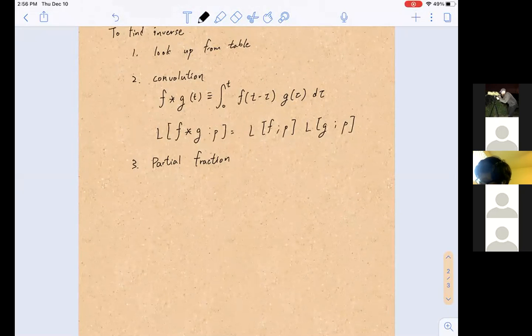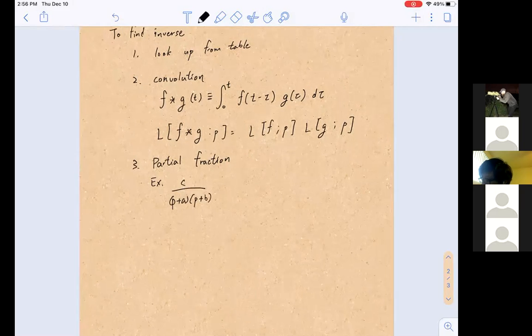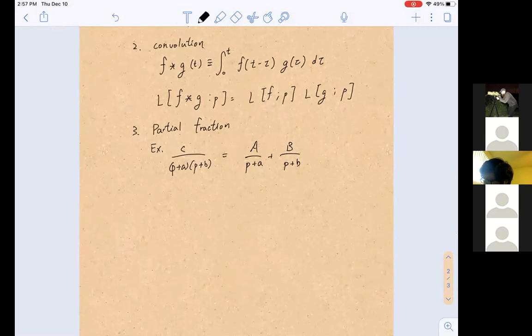So let's say, specific example, you have c over (p plus a)(p plus b), and I want to write it as a sum of two things, each one with just one factor of p plus a or p plus b. So how do we do that? You find the common denominator. Basically you're solving for A and B.